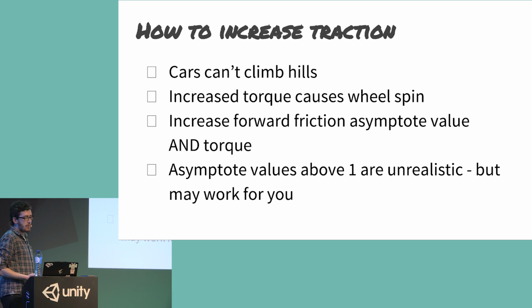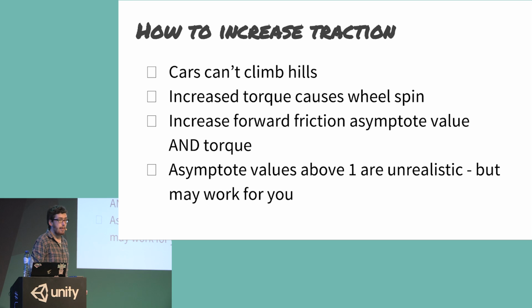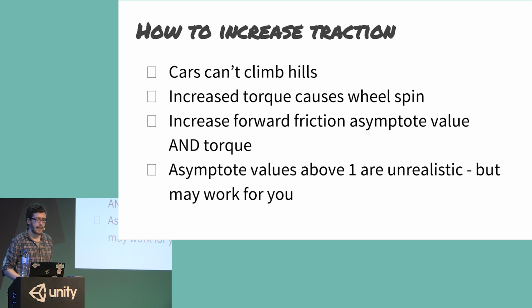As I was saying, one problem I had with my game was my cars couldn't climb up hills, and there was a lot of off-roading in the game, so that was a bit of a problem. If you just increase the power of the wheel torque, the wheels will spin. So you can take the forward friction, which is the forward value, and increase that asymptote. So rather than the curve dipping down at the end, it just goes right to the top, and increase the engine torque at the same time. You can increase the asymptote values up above 1, although that's kind of unrealistic, but it may work.